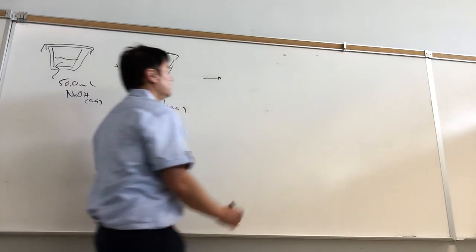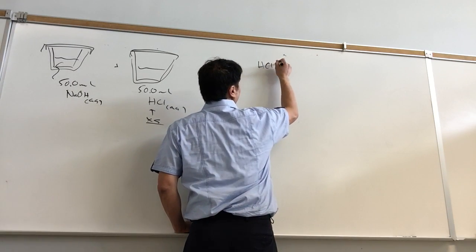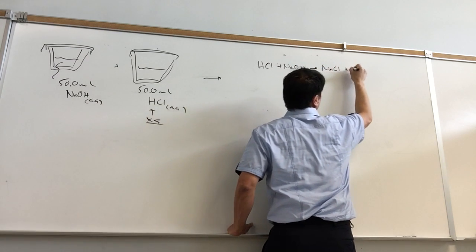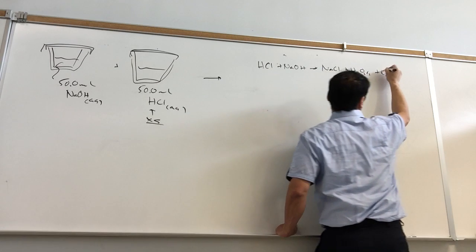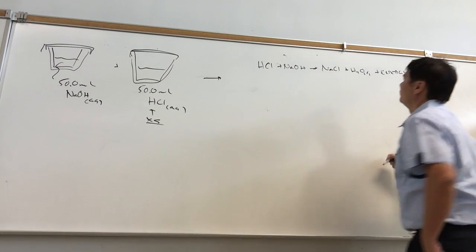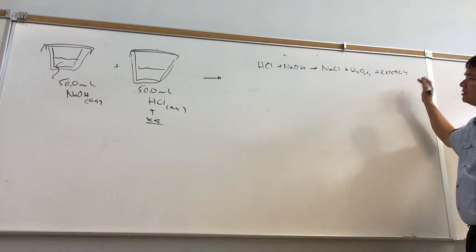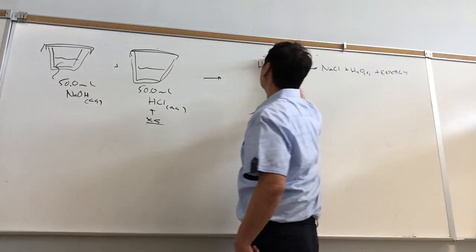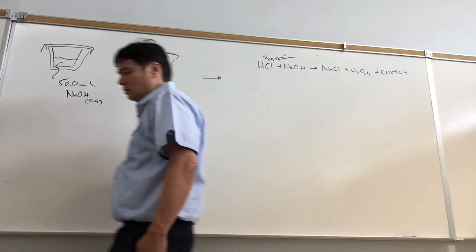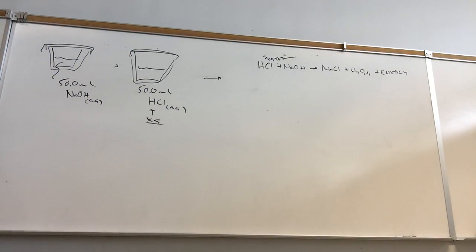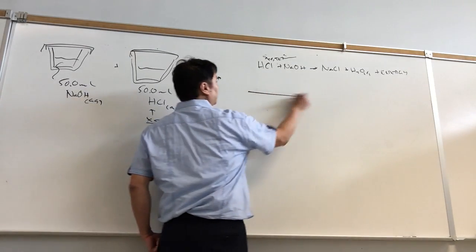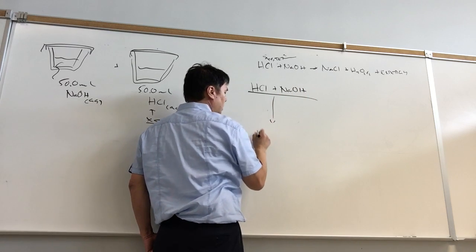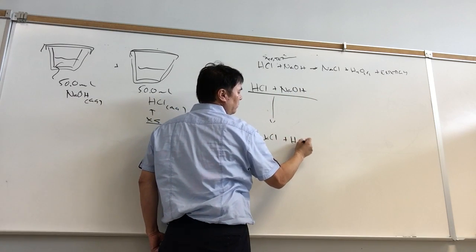I'll tell you what our system is. Our system is HCl plus sodium hydroxide yields sodium chloride plus H2O liquid plus energy. This plus energy means delta H is less than 0, which we'll talk about later, but this is exothermic. What is our system here? Our system's a reaction. And so we have HCl plus sodium hydroxide, and this is going to drop down to sodium chloride plus H2O liquid.